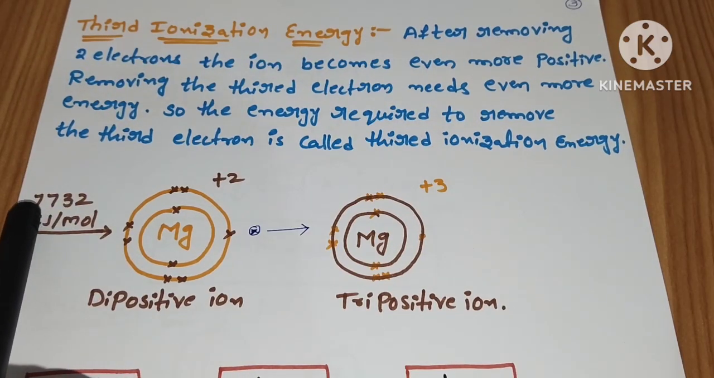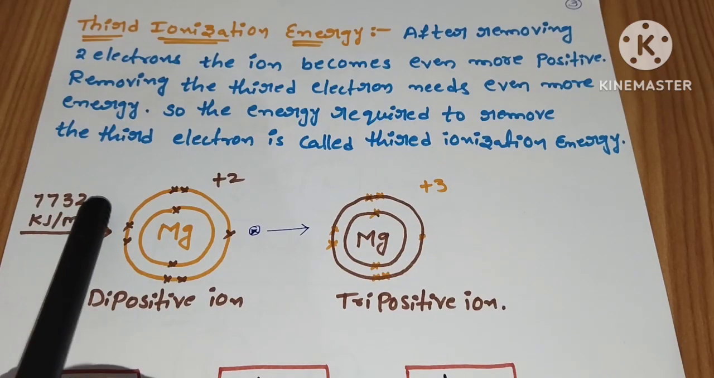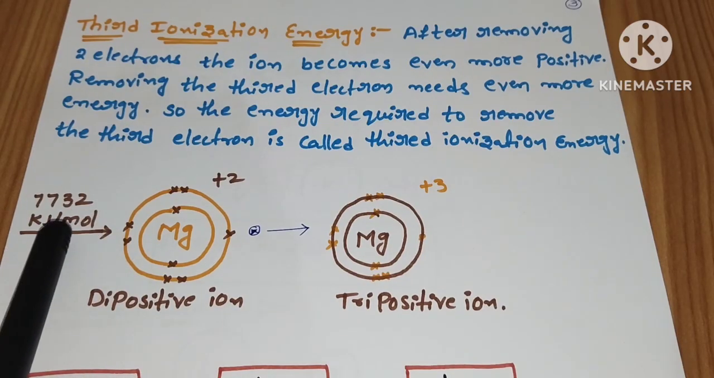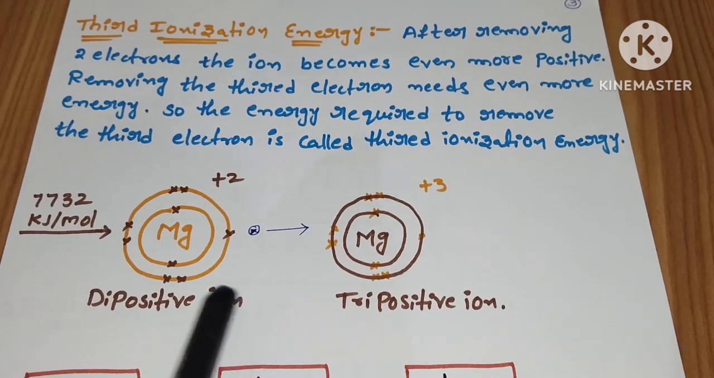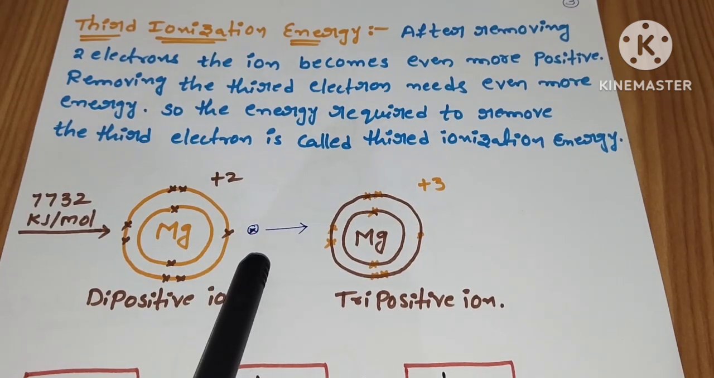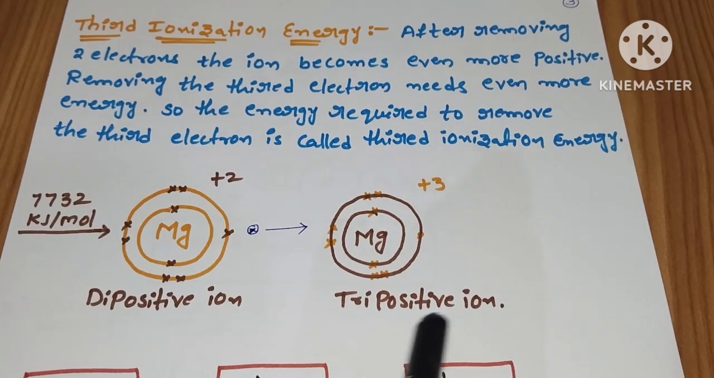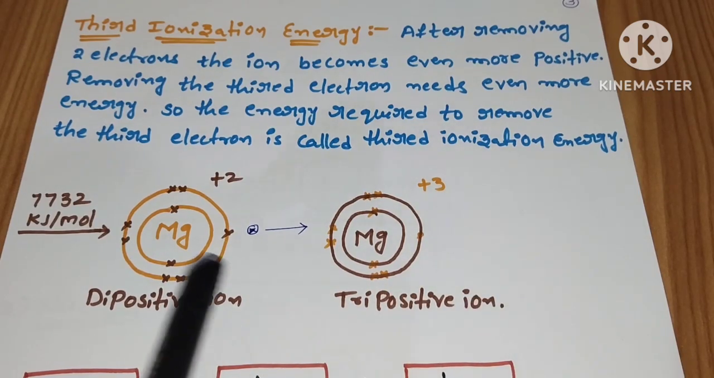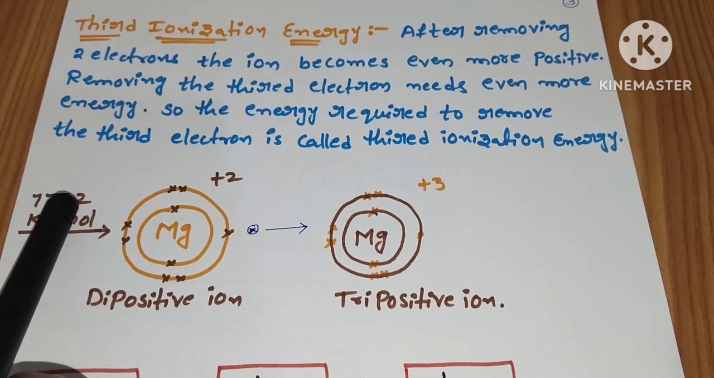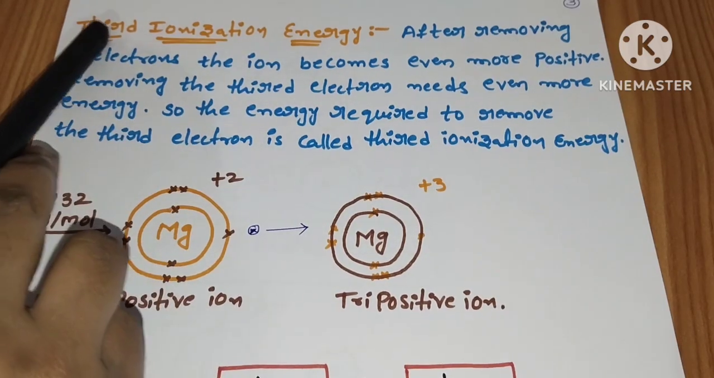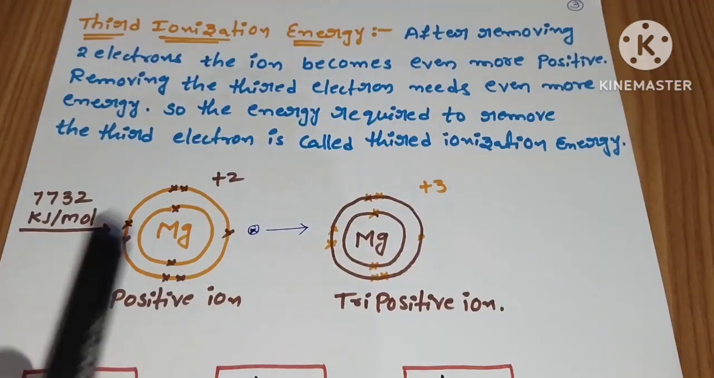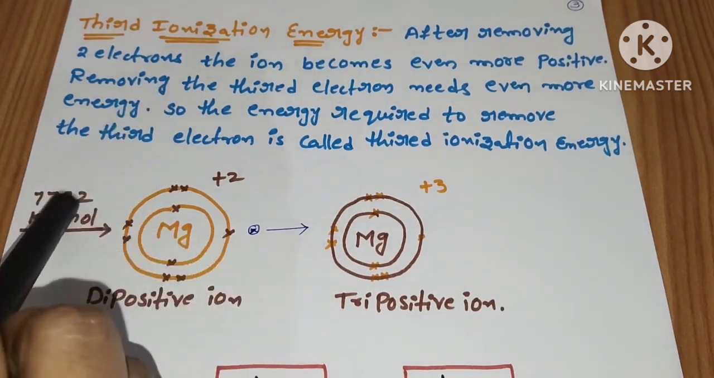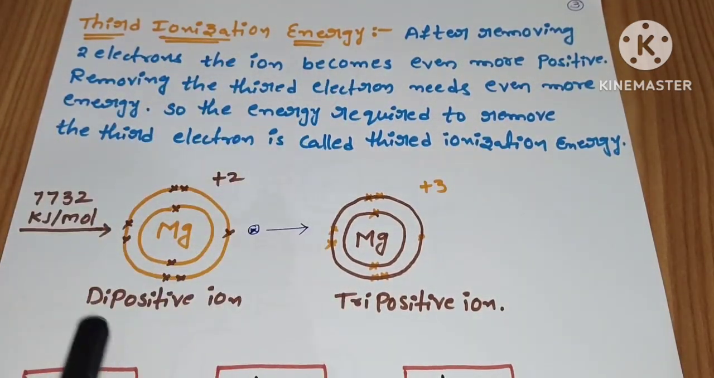Now if we add 7732 kilojoule per mole energy to the dipositive ion of magnesium, it will lose one more electron and it will become a tripositive ion. This 7732 kilojoule per mole energy is called third ionization energy. Remember that third ionization energy converts a dipositive ion to a tripositive ion.